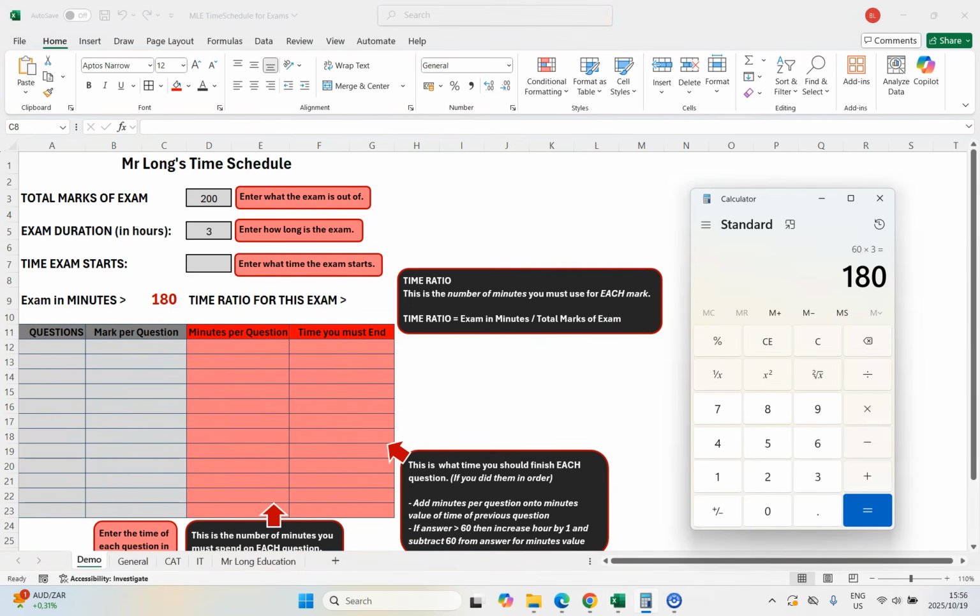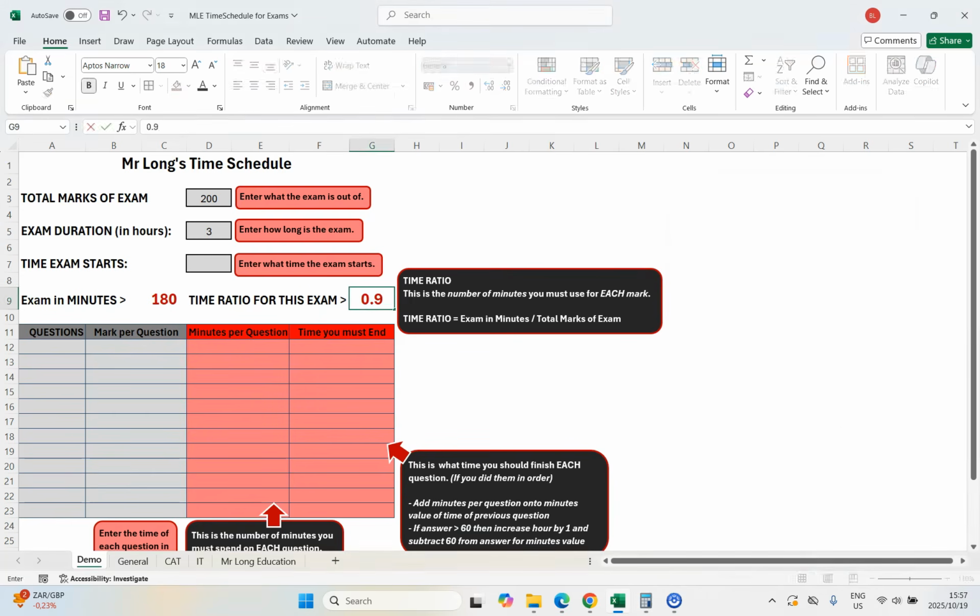Now I need to work out the time ratio for this exam. The way you do this is you take the exam in minutes, which is the 180, and you divide it by how many marks there are in total. So we've got 180, the exam in minutes, and we're going to divide it by the total marks, 200. We get a time ratio of 0.9, which I'm going to put over here just so that I can remember what it is. That is my exam ratio, or how many minutes I must spend on each mark.